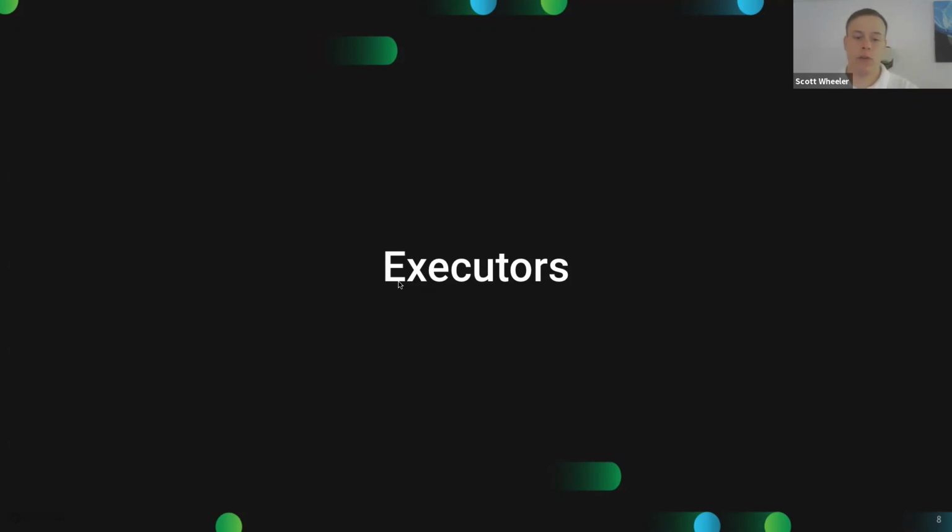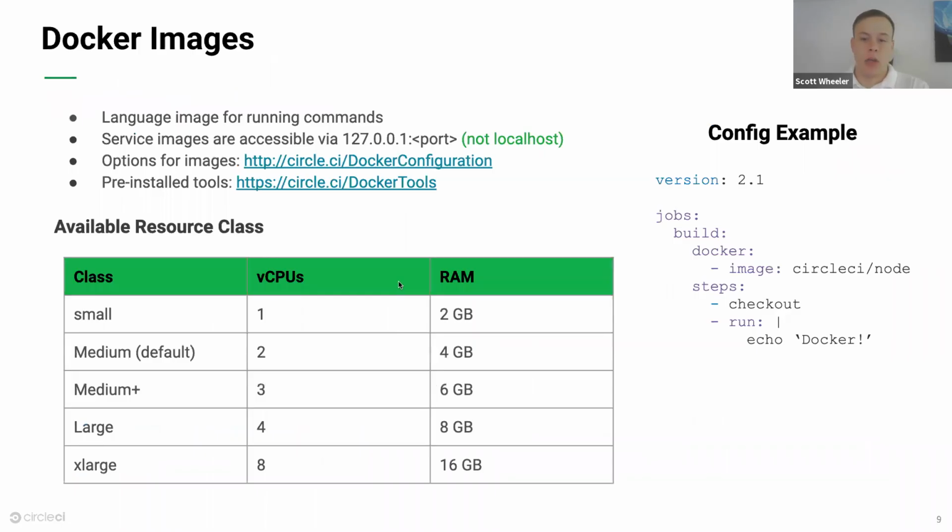Moving on to executors. So the Docker executor, CircleCI offers a ton of convenience images that are language specific. Some examples are Ruby, Node, PHP, or Android. We also offer several resource class options. Here are 5 that cover most use cases. If you need larger than the extra large resource class, please reach out to support. We'd be happy to help you.